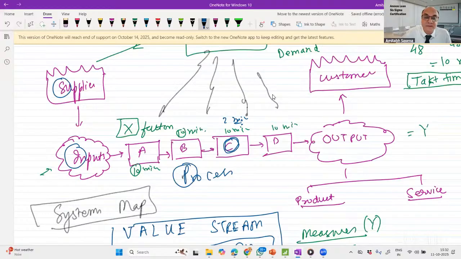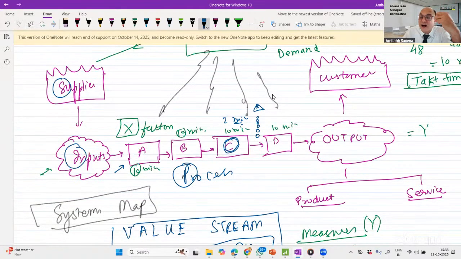What happens? Now a car comes here, first enters A, 10 minutes, B, 10 minutes. And in C, it finishes in 2 minutes and goes to D, which is still processing the earlier unit. It takes 10 minutes, right? After 2 minutes, one more car will arrive. After some time, there will be a line, a queue, work in process inventory. We call it waste. There's a waiting time.